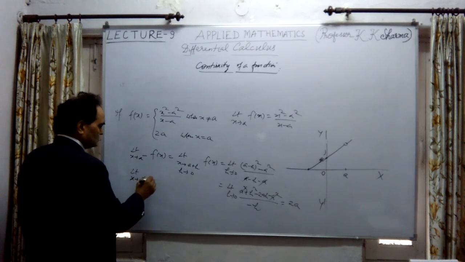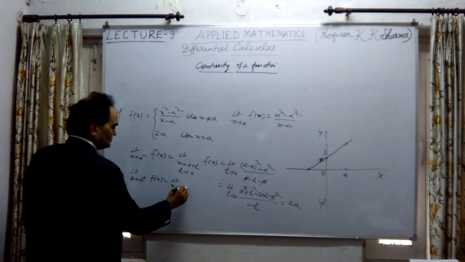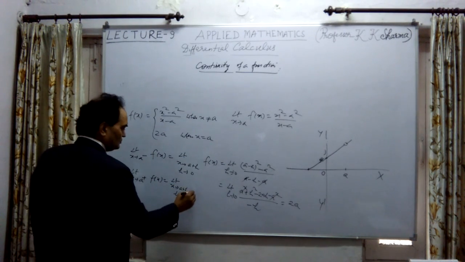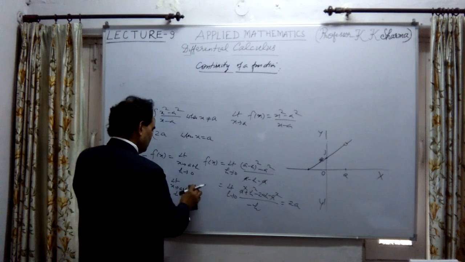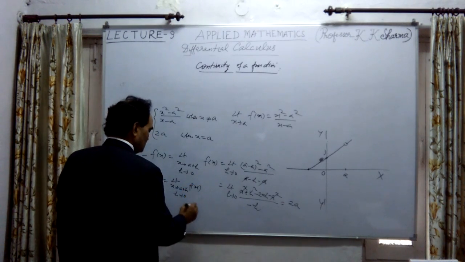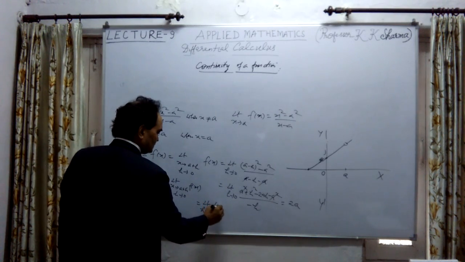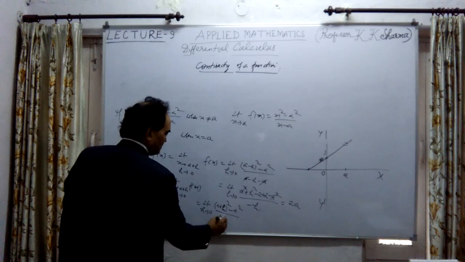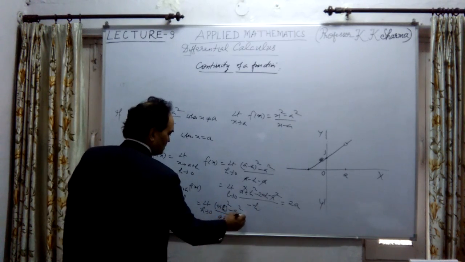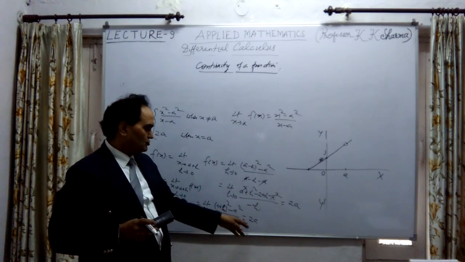Extend to a plus, f(x) is equal to, again h tends to 0, a plus, that means limit x tends to a plus h, where h tends to 0. Right, so this is f(x) equal to limit h tends to 0, and this is (a plus h) whole square minus a square divided by a plus h minus a cancelled out, and in the denominator also we will have the same thing, a square plus h square plus 2ah and minus a square cancelled out, so 2a only positive.